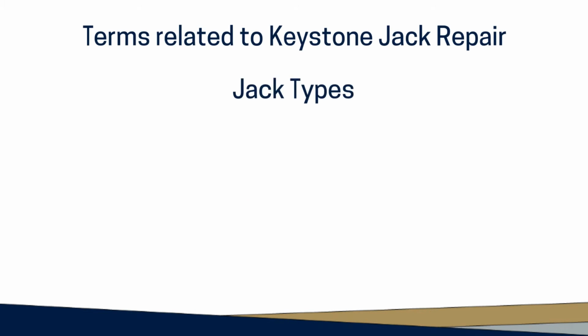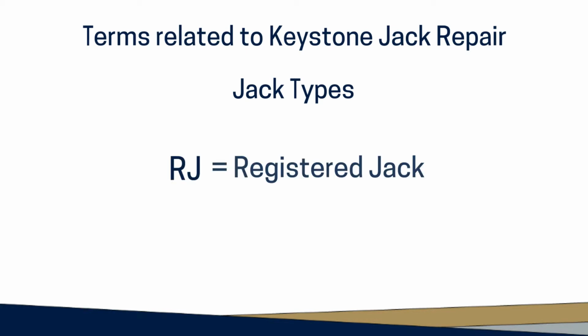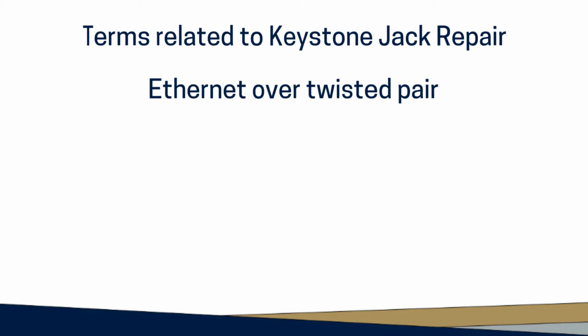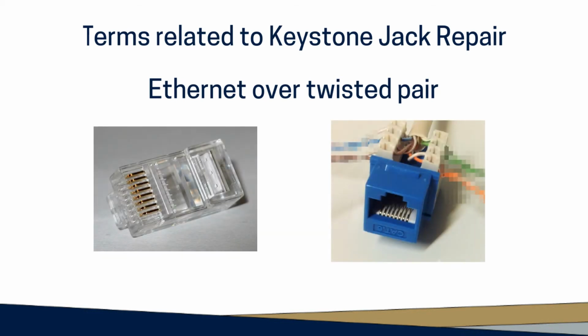Networking and telecommunications use many different jack types. The most common have the prefix RJ, which stands for Registered Jack. The designation of a jack defines the physical construction, wiring, and signal characteristics for a particular application. Ethernet over twisted pair in use at Georgia Southern uses the RJ45. The jack may also be referred to as 8P, 8C, or 8 positions, 8 connectors.